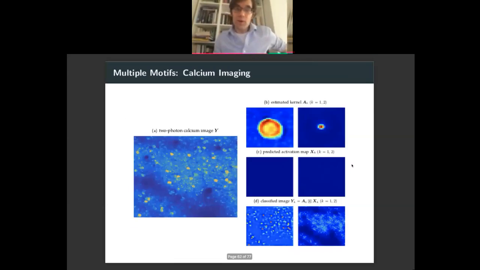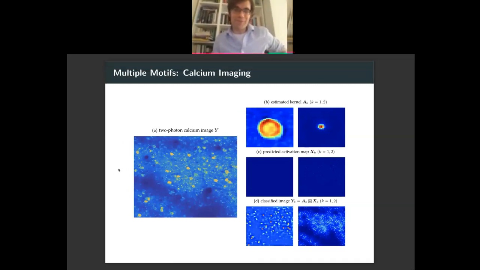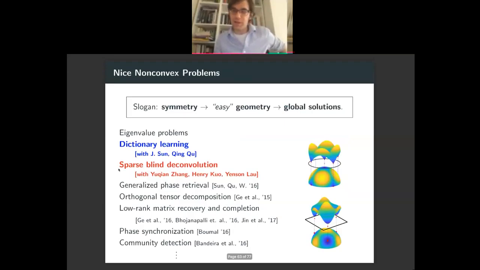So I think what I'd like to do is just close. So I'm sorry for going slightly over time. I'd like to just close with a little bit of the bigger picture. So we saw in two examples how symmetry can shape the geometry of optimization.